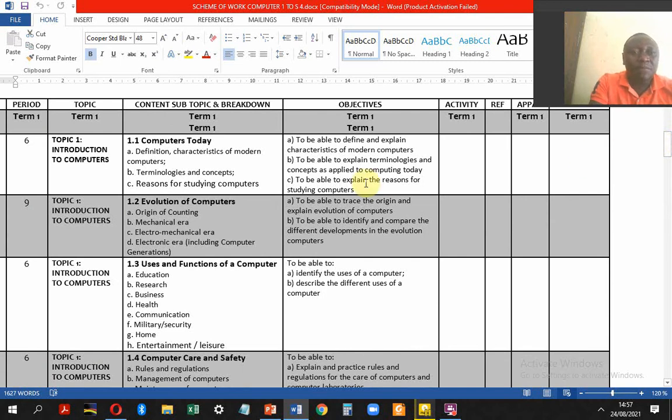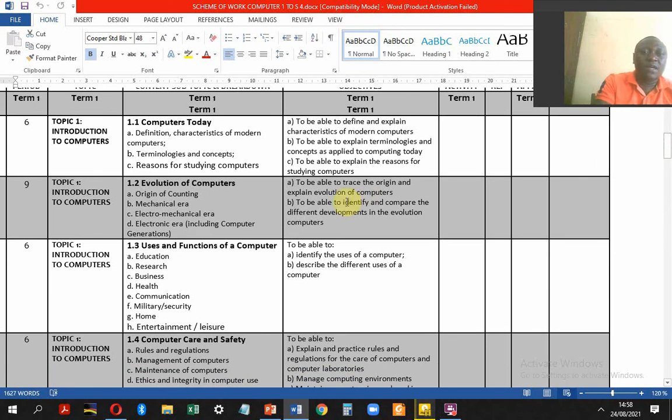So topic 1, in computing, introduction to computers, you will know the definition, look at the characters, and then the modern computers. We'll look at the terminologies and then the reasons for studying computing. Then still in the same topic, we will cover the evolution of computers, whereby we shall look at the origin of counting, how it started. We will look at the mechanical era and then the electromechanical era. Then we shall also cover the different computer generations.